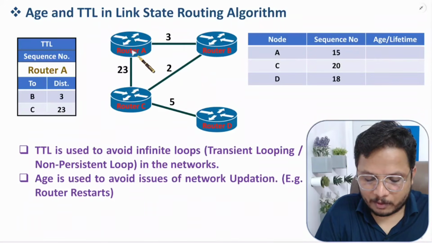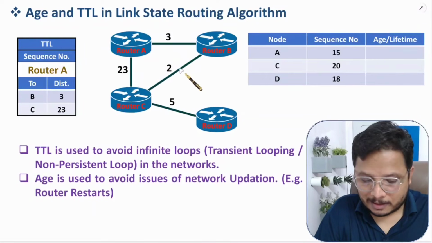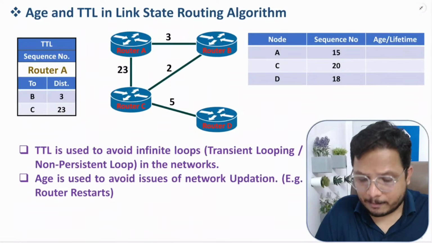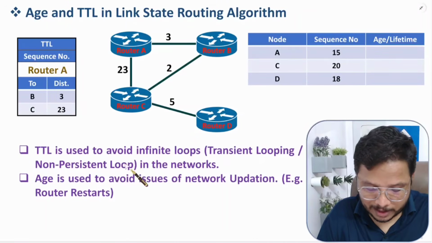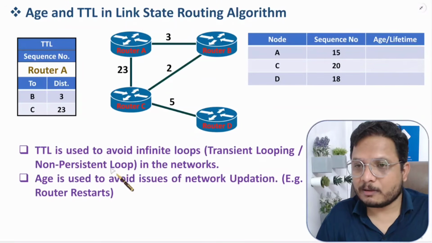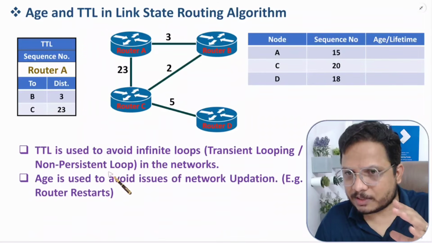1, 2, 3, 4, 5, 6, 7, 8, 9, 10, 11, 12, 13, 14, 15, 16, 17, 18. So 6 time loops are possible over here, right? So temporary looping will happen. It will not be infinite loops, right? Or you can say non-persistent loop, meaning it will not persist. After some time it will vanish, right?